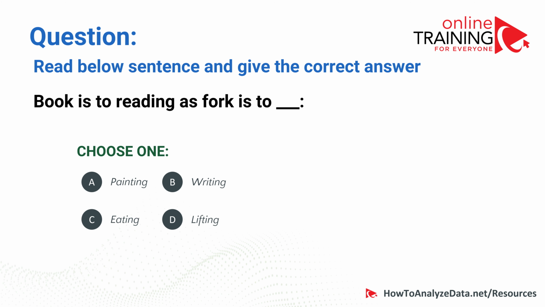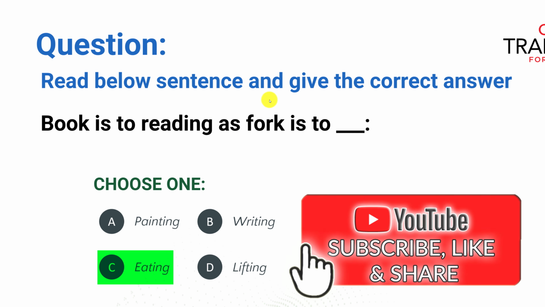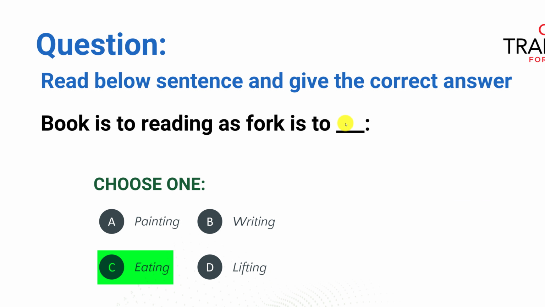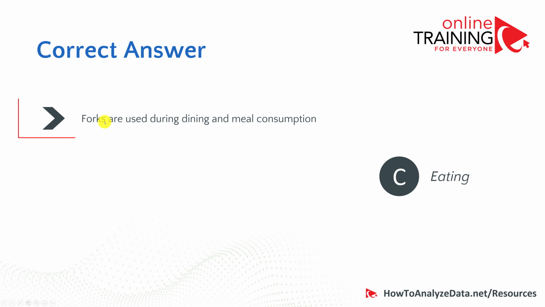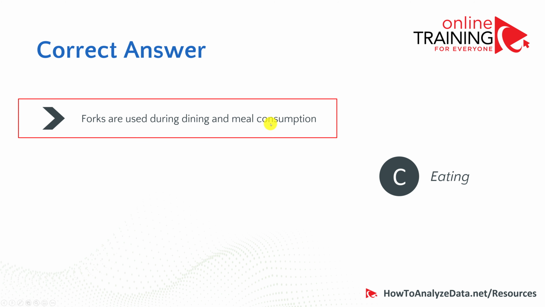So the correct answer is obviously eating, right? Because book is to reading. This is an activity associated with reading. As fork is to eating. You use a fork during meal consumption. So the correct choice is C. And that's because forks are used during dining and meal consumption. Hopefully you've got this one right.